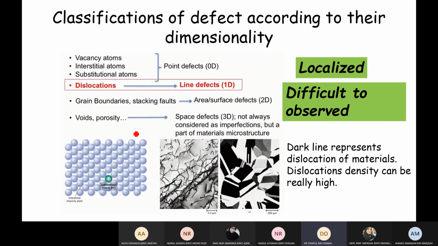Okay, so we have discussed a classification of defect according to their dimensionality. So we have a point defect and line defect. We have discussed all about this defect: vacancy, interstitial, substitutional. Okay, at certain given finite temperature, there is a concentration of point defect that is thermodynamically stable.